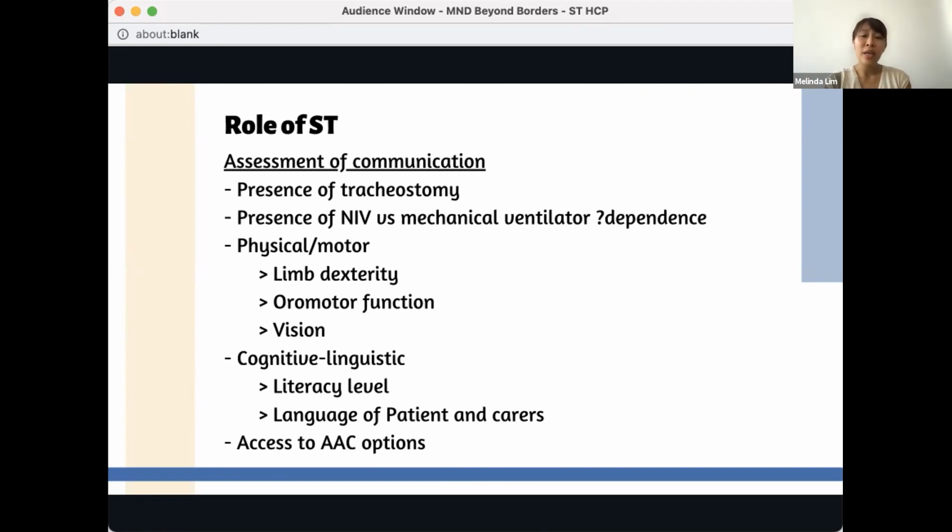So vision is really important, and things like whether they need glasses to improve their ability to see near and far, and whether they do better with pictures or need words. This will all come into play when we are assessing the next part, which is the cognitive linguistic part. So understanding what their literacy levels are.